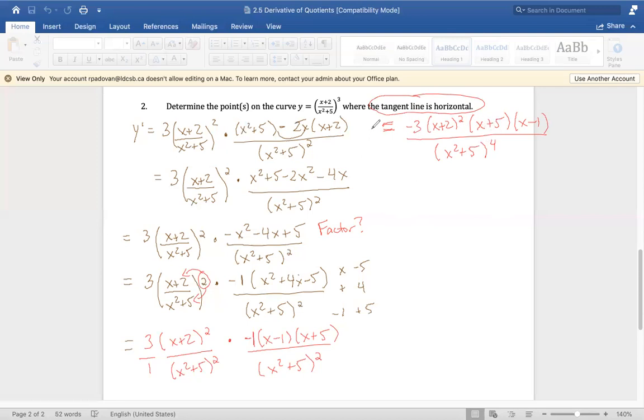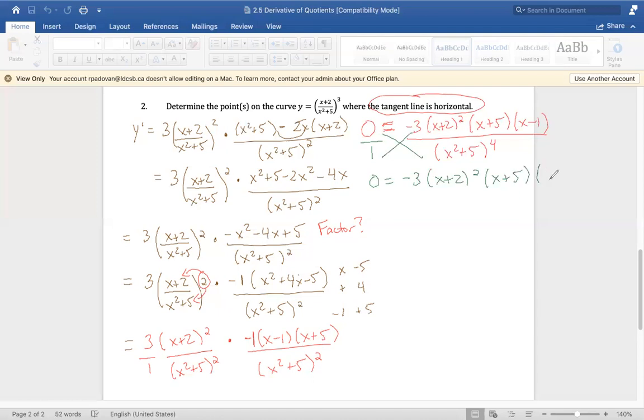So if this is my derivative, y prime, I want to make it equal to 0 in order to figure out the points on the curve where that tangent line is horizontal. So if I set it equal to 0, if I was to cross multiply, I'd put that over 1. Let's say I was to cross multiply. I'd end up with 0 times x squared plus 5 to the power of 4. So 0 equaling that times 1. So I would end up with just the numerator because of that 0.